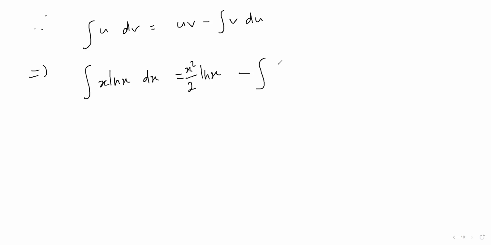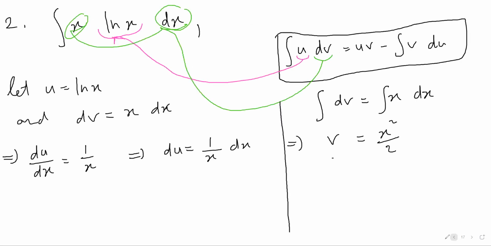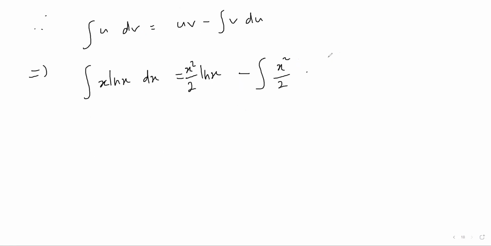And then we have minus the integral of v. Again, v is x squared over 2. That's v. What is du? Let's check what du is. Du is 1 over x dx. So we write it down: du is 1 over x dx. We replace the du with 1 over x dx.